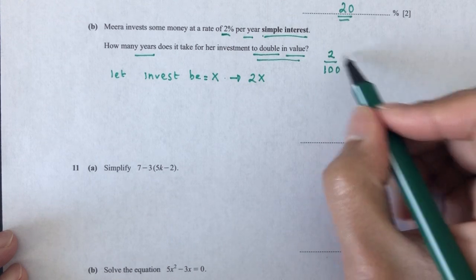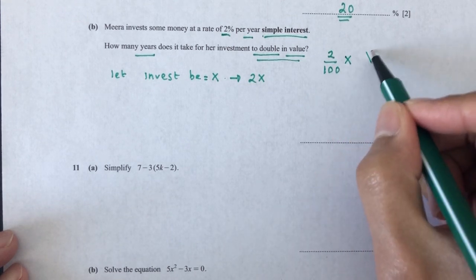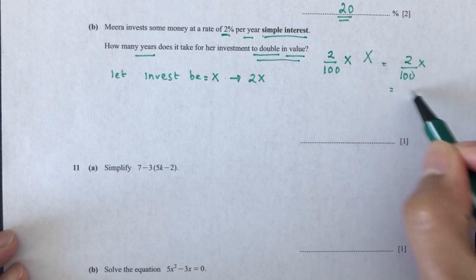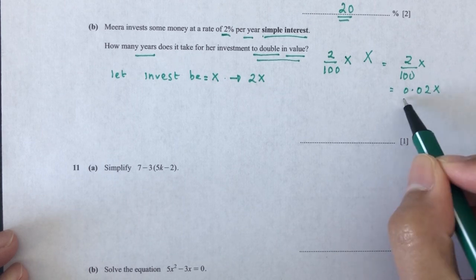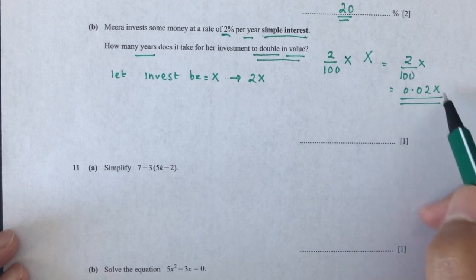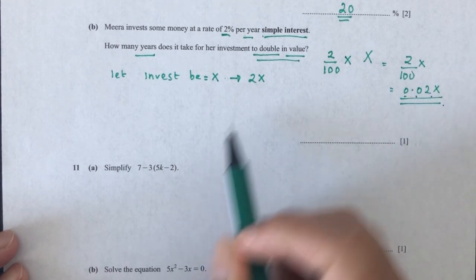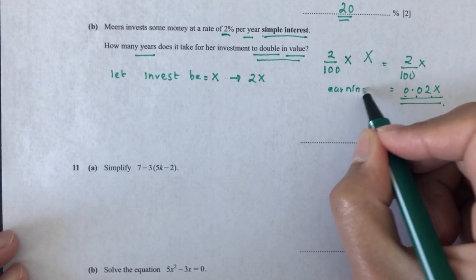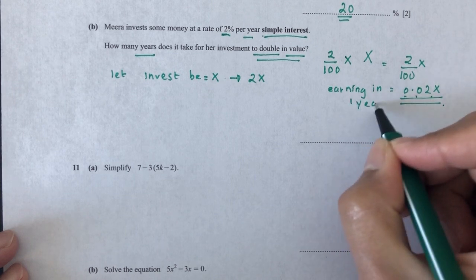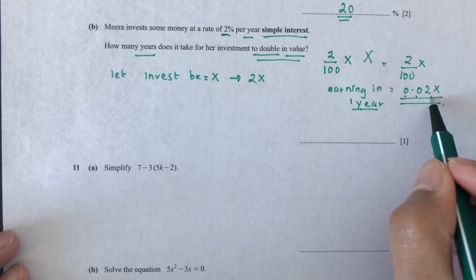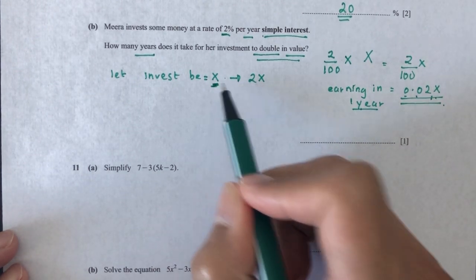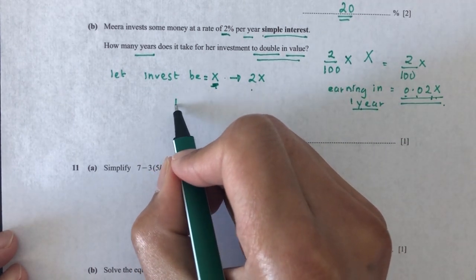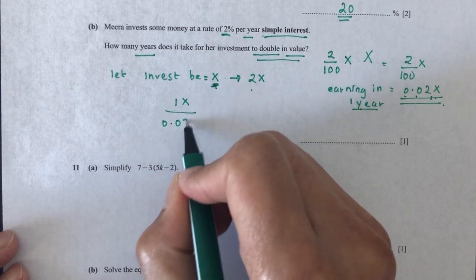So every year she's earning 2% times x, which is the initial value, which becomes 2 over 100 x, which is 0.02x. So every year she's making 0.02x. So this is the earning in 1 year, right? So how many years does she need to earn x value so that we have x plus x become 2x? So she would need to earn, we have 1x divided by 0.02x.